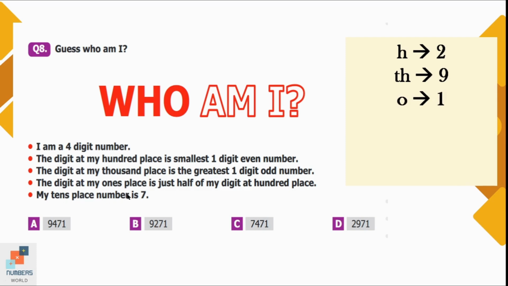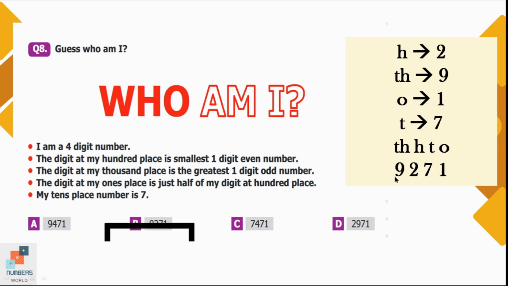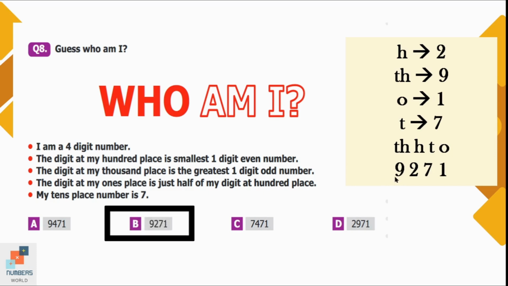My tens place number is 7. So let's arrange the place value. We have ones, tens, hundreds, and after that thousands place. So if we write all the numbers in sequence, the final number is 9271. So option B is the correct option here.